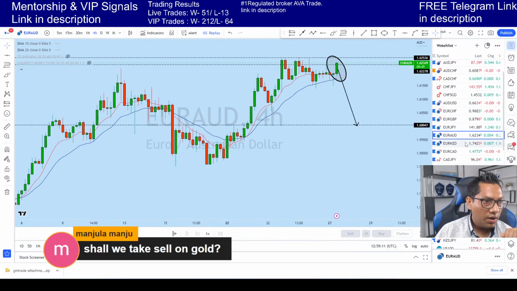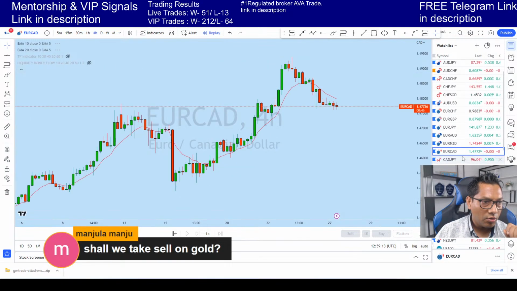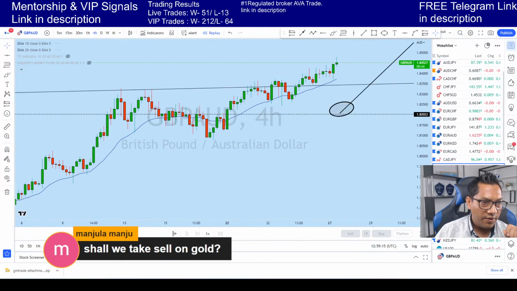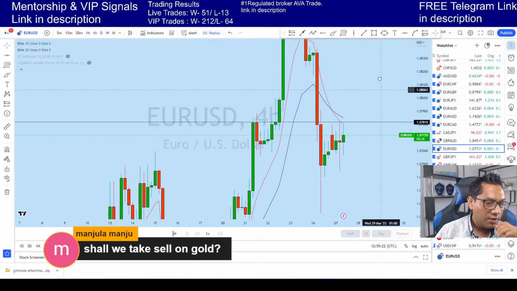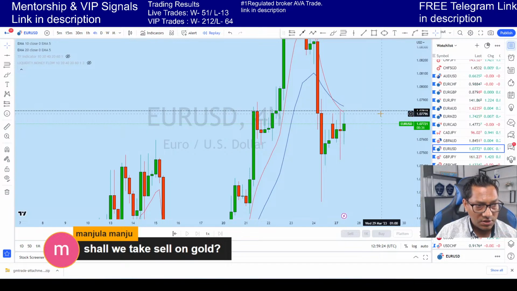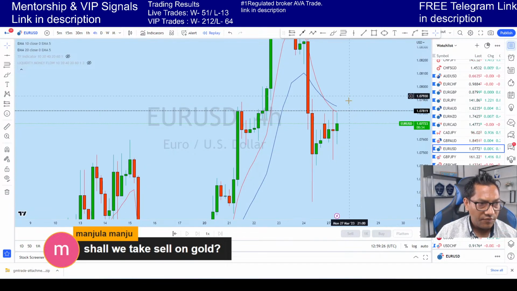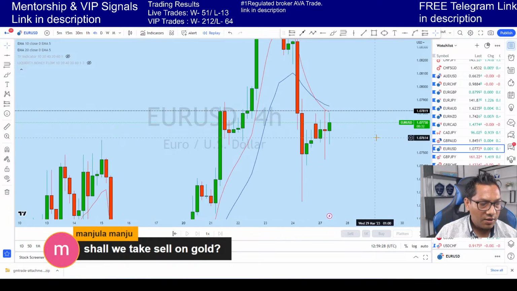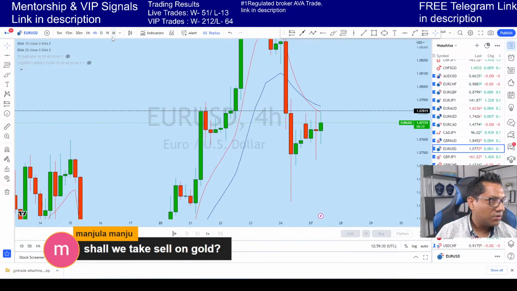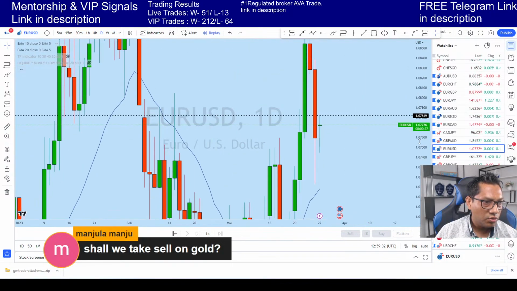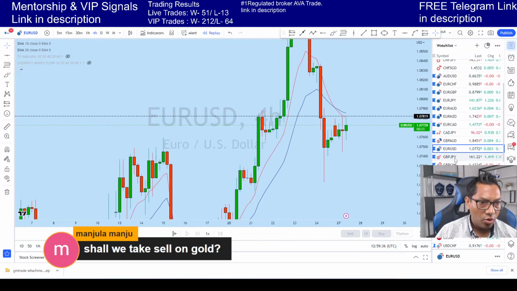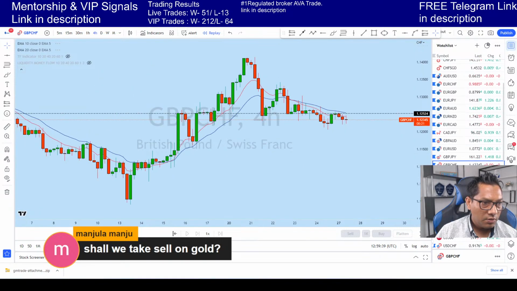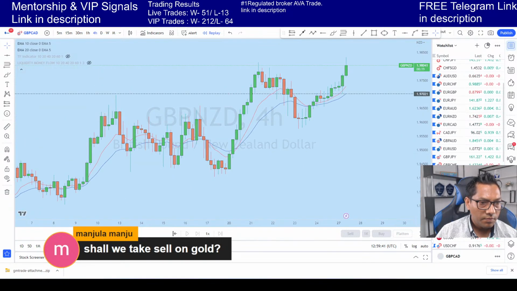Euro JPY, let me look at all of them. There's a candle close, so we might find a short-term trading opportunity. So euro dollar, we have seen that the price almost reached the resistance zone here and then failed to break this high. So there's a mixed reaction with different instruments. I think that euro dollar also will drop for short term.